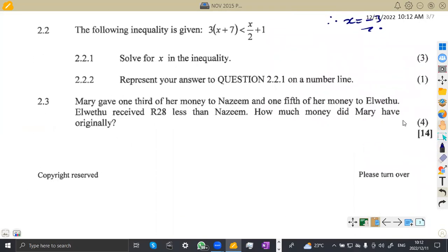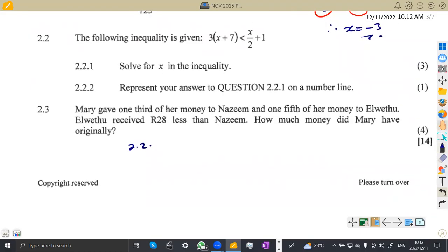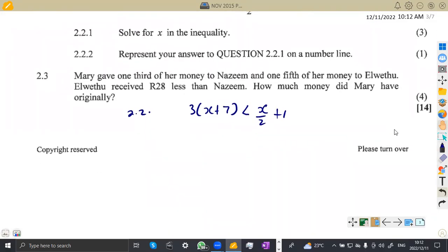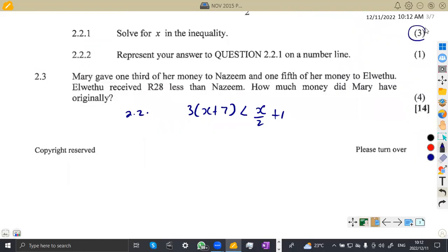And if we are to check on question 2.2, we are now given the following inequality: 3 into the bracket of x plus 7. So this is 3 into x plus 7 is less than x/2 plus 1. The first question was to solve for x in this inequality, and that's 3 marks for that.